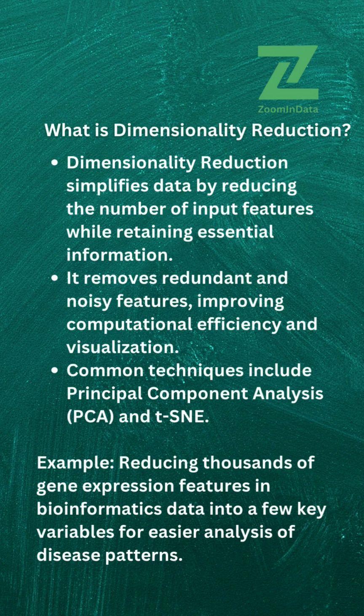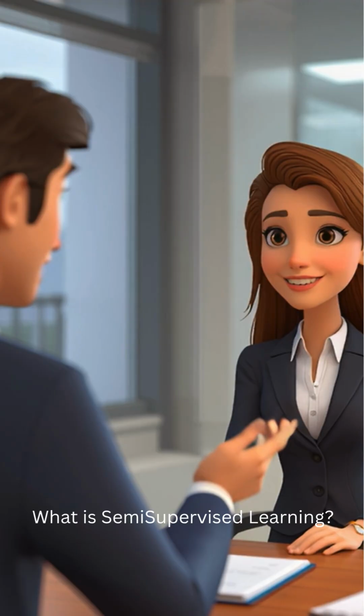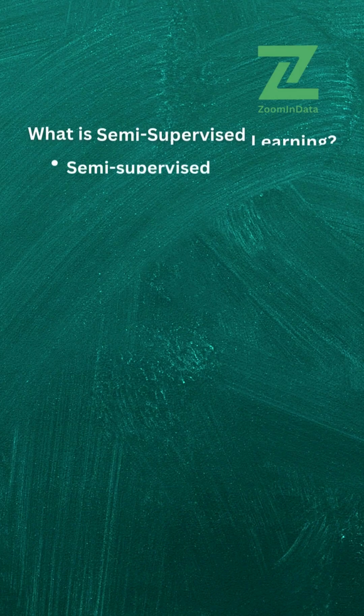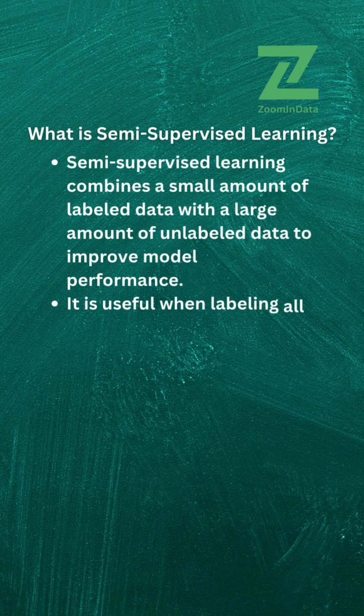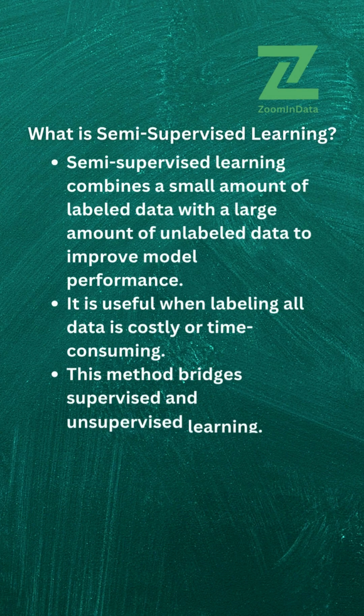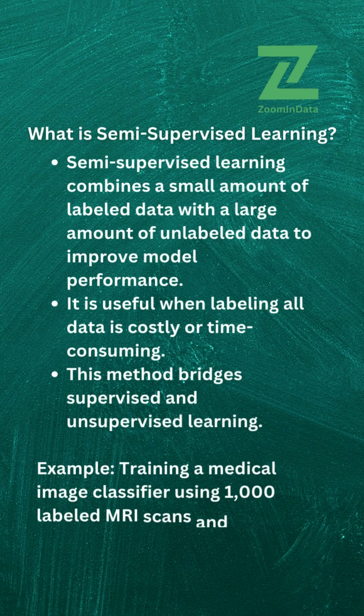Example: reducing thousands of gene expression features in bioinformatics data into a few key variables for easier analysis of disease patterns. What is semi-supervised learning? Semi-supervised learning combines a small amount of labeled data with a large amount of unlabeled data to improve model performance.